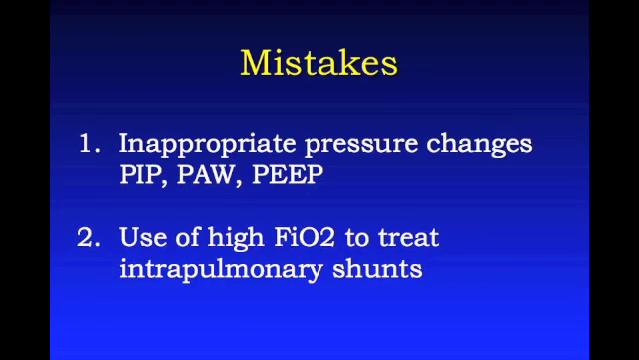So what are the mistakes? I think the mistakes are inappropriate pressure changes. Either you wean the peak, if you're pressure limiting it, you wean the PIP too much, you wean the mean airway pressure too much, you don't use enough end expiratory pressure to maintain the lung open. And so it's very hard to say what pressures do you use? And the answer is very difficult, because it's an individual thing.